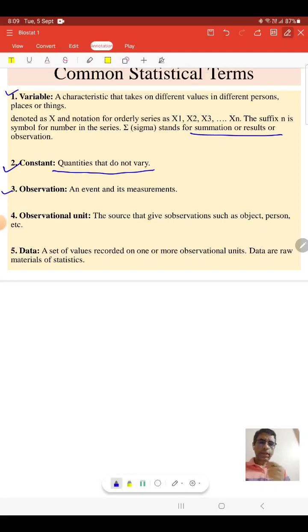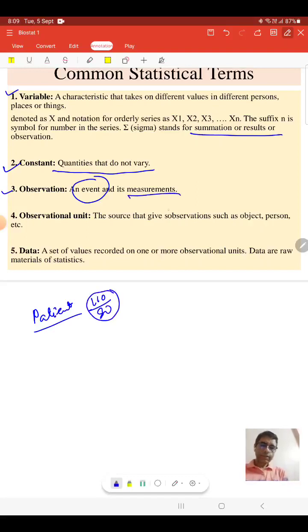Observation and event and its measurement. What does event mean here? Event means an event of observation, an event of measuring data. Event does not necessarily mean any occasion. Say you have encountered a patient in OPD today and you have measured the blood pressure, which is 110/80. On this occasion you have got a measurement. That means you have observed the blood pressure of the patient. That is an observation.